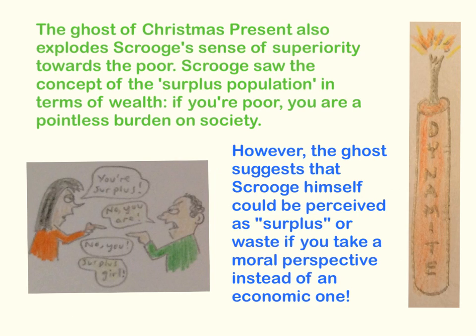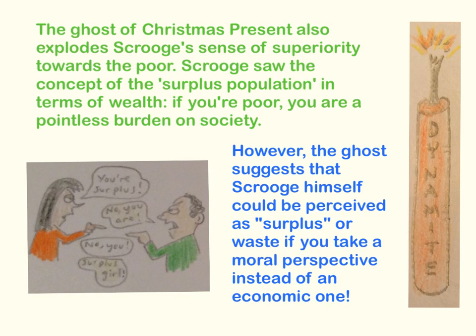Another thing the ghost goes on to do for Scrooge is to explode or destroy Scrooge's sense of superiority towards the poor. Do you remember in Stave 1, Scrooge was talking about the surplus population, the idea that the poor are surplus requirements and they'd be doing us all a favour if they died. Scrooge's reasoning then, if you're poor, you're a needless burden on society, you're surplus to requirements. The Ghost of Christmas Present, however, turns that idea on its head.